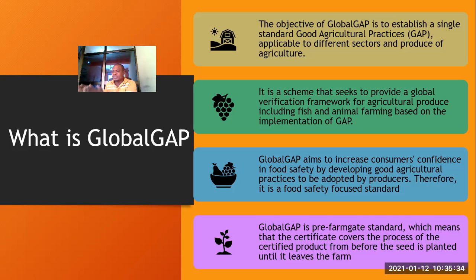Once the produce leaves your domain or your farm, GlobalGAP standard does not apply again. So it is a pre-farm gate standard. Okay, so this is a basic explanation of what GlobalGAP is.